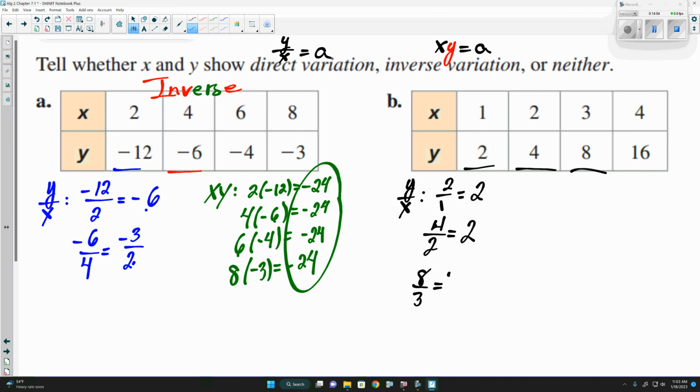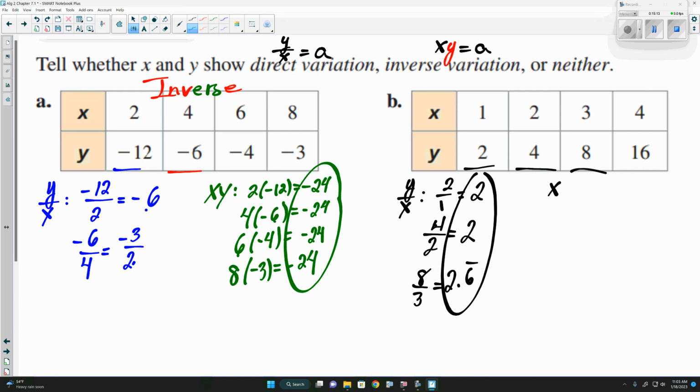2.6 repeated. So are all these the same? No, the first two were, but the last one isn't. The last one we tried, it's not. And if we did the next one after it, it wouldn't work either. It would give us 4. So that tells us that it's not direct variation.